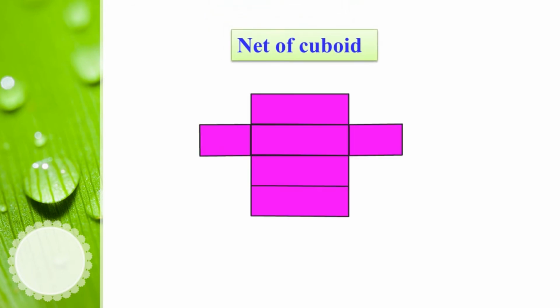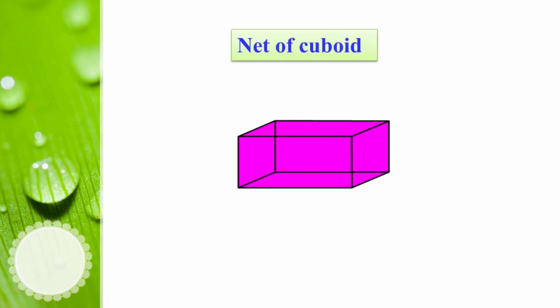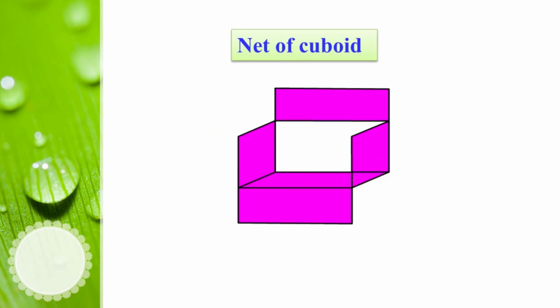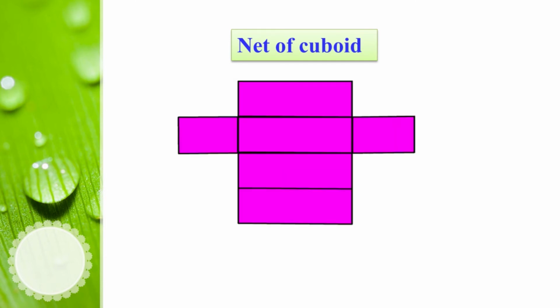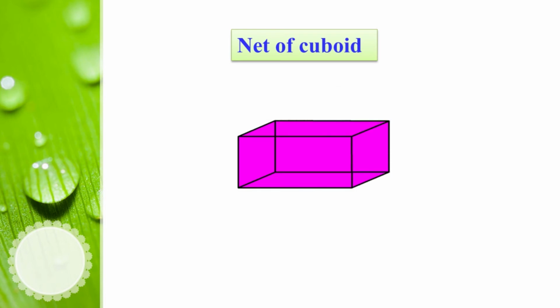Net of cuboid. Here they have given a net which contains 6 rectangles. So we can fold it and form a cuboid. The given pattern can be folded to get a cuboid.